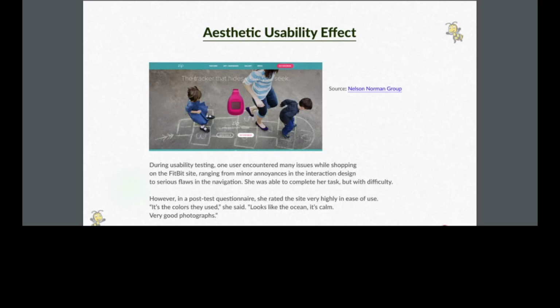Now, if you look closely at this site, you'll find out that you might have issues actually reading the text or trying to figure out what the copy is trying to say, as well as the buttons. Usability testing was carried out using this site. A user had difficulties completing her tasks, but even at the end of the whole session, she rated this task that it was very easy to use. And when she was asked, she attributed that to the type of colors that they used. According to her, it looked like the ocean, and they made use of very good photography.